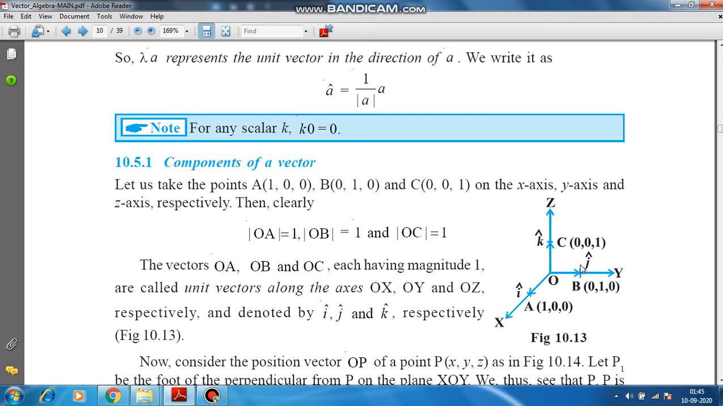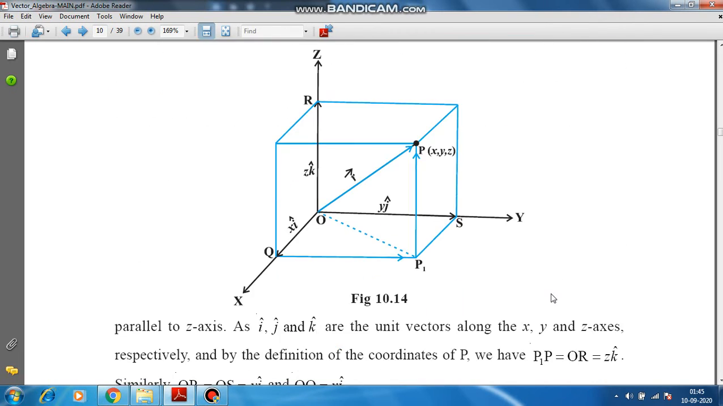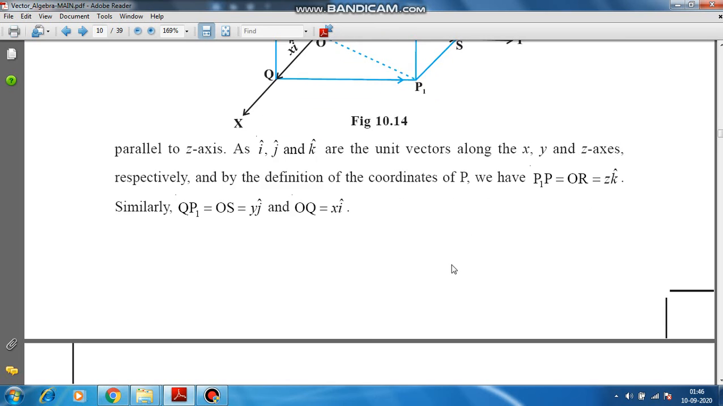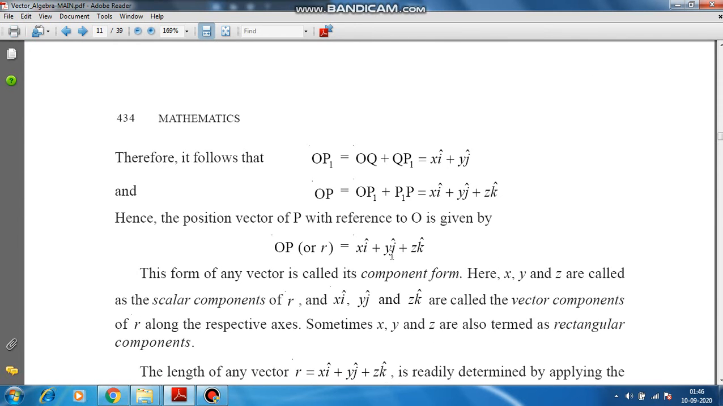So these are the coefficients of a certain vector, where some components are there. That is, if we take a point P (x, y, z) in three-dimensional coordinate space where OP is the R vector, and if i is the unit vector along the x-axis, j is the unit vector along the y-axis, and k is the unit vector along the z-axis, then this R vector can be written as x i plus y j plus z k. This is the component form of a vector in three dimensions.